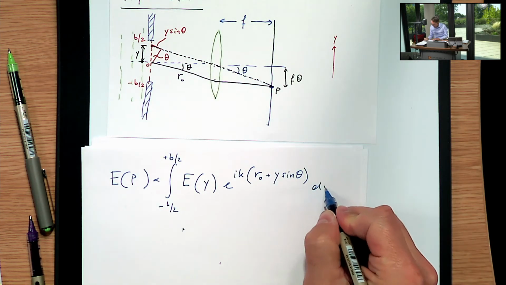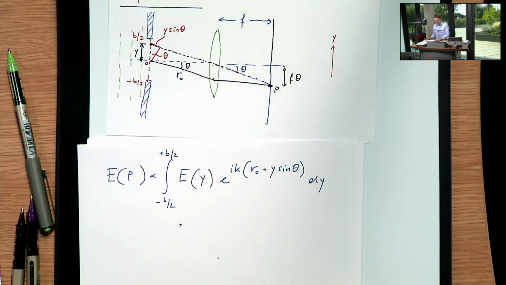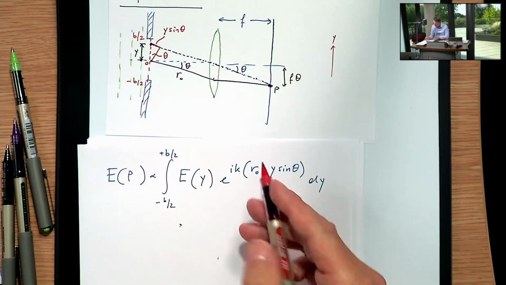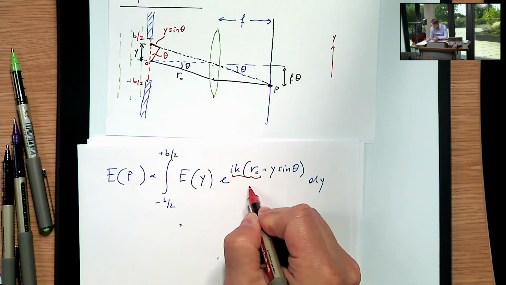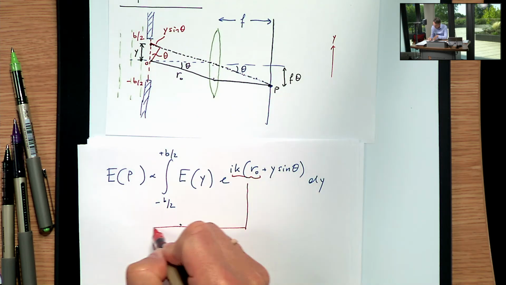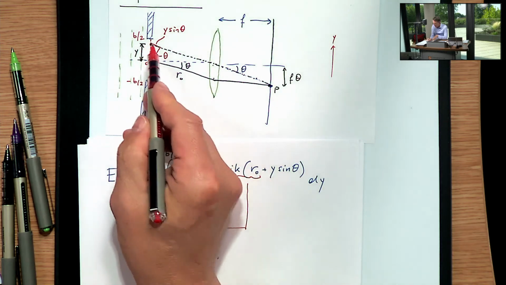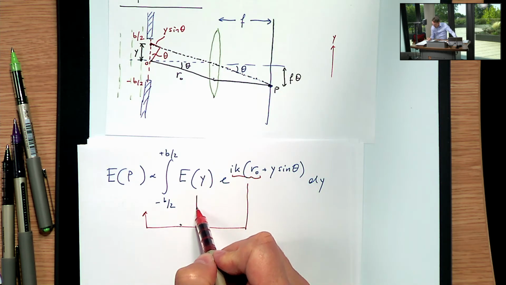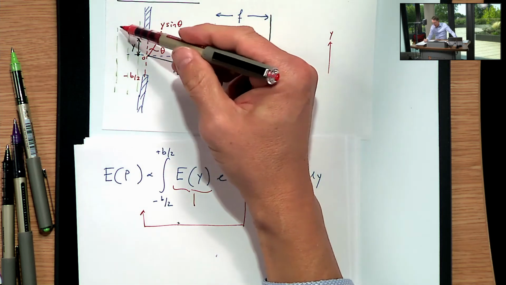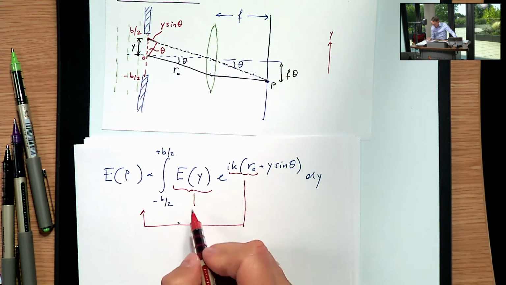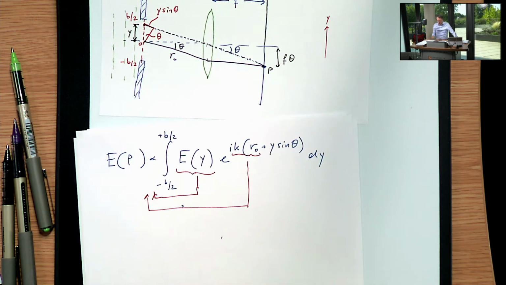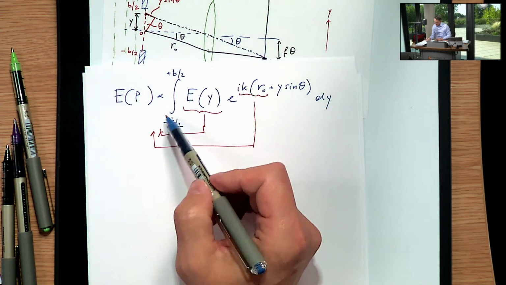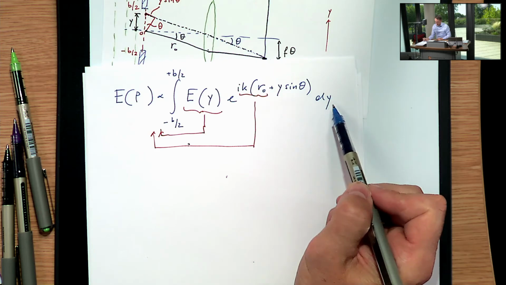Okay, and then we integrate with respect to y, and so you can see that this part here is constant, right? So we can take it out of the integral, because ik r naught is just the same for all of those. It's just that y sine theta term that changes. The amplitude inside, if you have a plane wave like this, is also constant. So we can also take that out of the integral. And so we end up with an integral of e to the ik y sine theta dy.